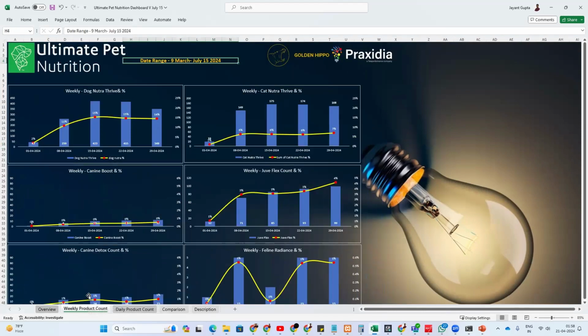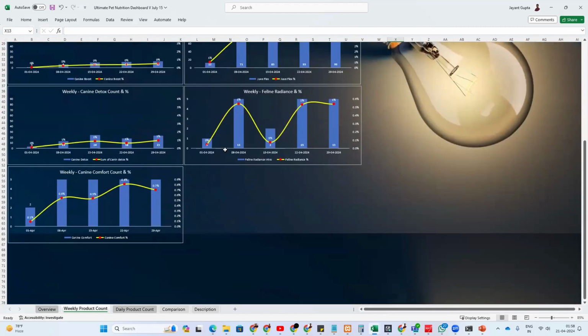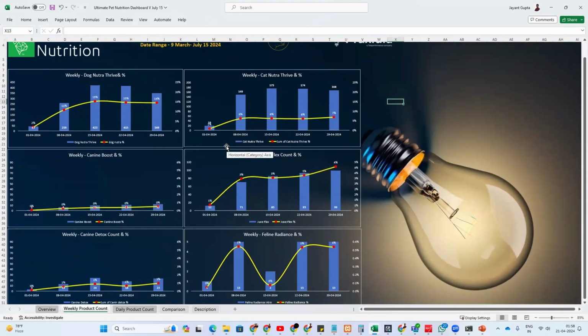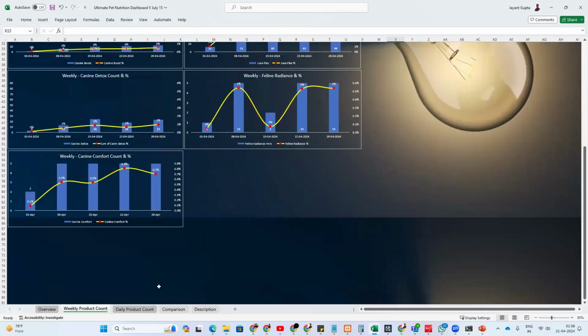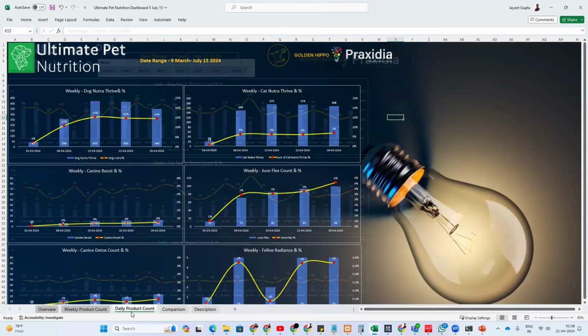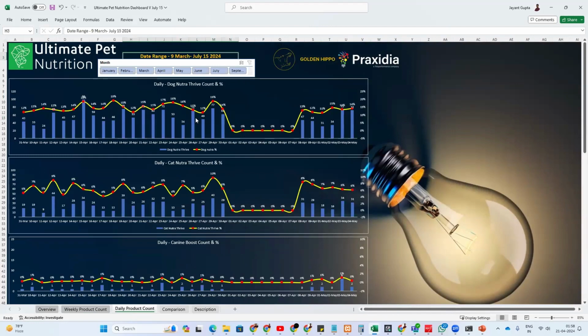Over here, we have the product count. Now, as you can see right over here, week by week we have one of the products, then its percentage, as well as 6 to 7 products in this LOB. So we are showcasing product wise trend, I would say. Moving on, we have the product daily count. This is something similar, but this is based on a daily count.